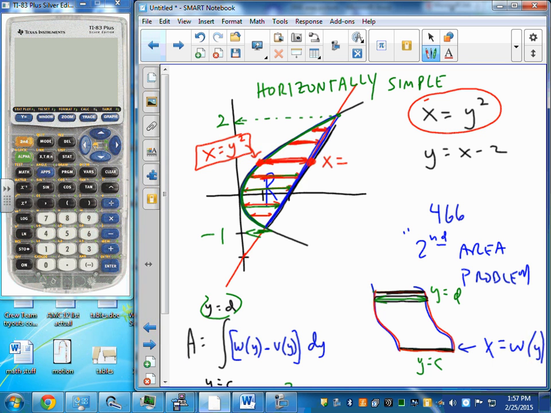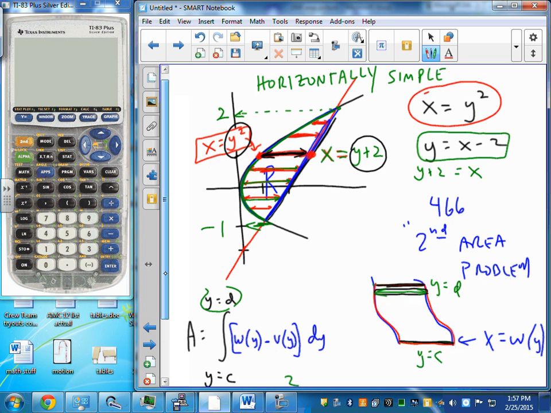What's the equation for the right one? Well, we were given this. I don't really want to know what y is. I want to know what x is. So just solve this for x. X is going to be y plus 2. X is y plus 2. Now, to find the length of this bar, and that's what we're going to be putting in as our integrand, you need to know this x-coordinate, take away this x-coordinate.